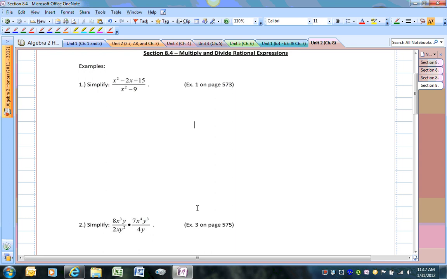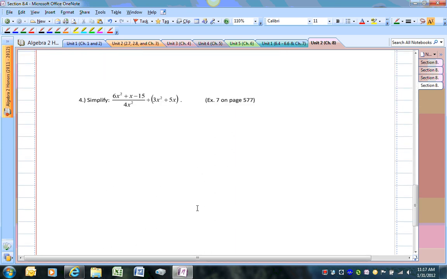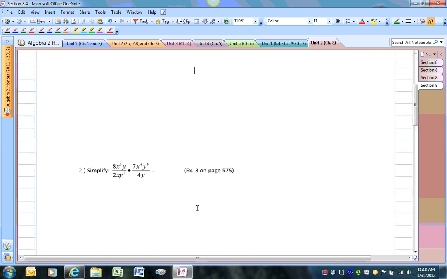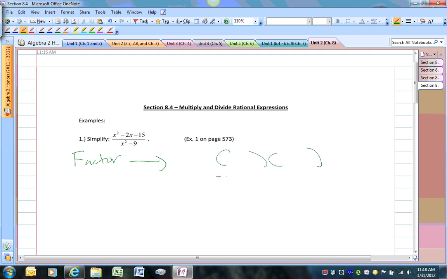Number one is just simplifying that fraction, but number two and three involve multiplication, four involves division. And there's actually going to be some factoring involved as well. So let's just get straight to it. For number one, what I would do is factor. If you factor the top and factor the bottom, it should be pretty easy to do.